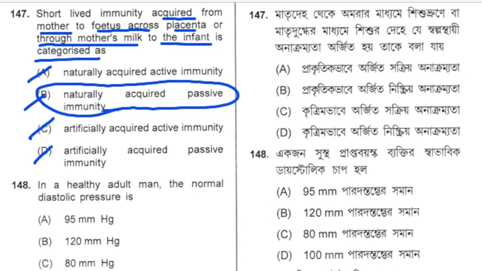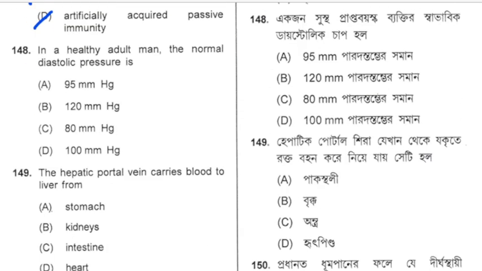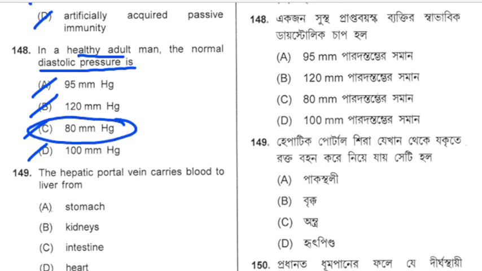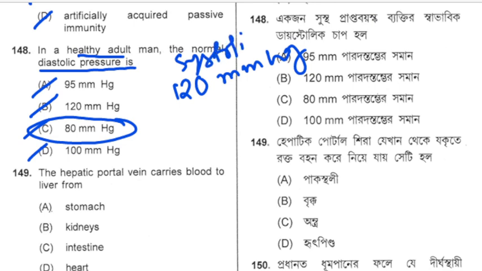Naturally acquired passive immunity. In a healthy adult man, normal diastolic pressure টা কত? 95 mm, 120 mm, 80 or 100. So normal diastolic pressure is 80 and systolic pressure is 120 mm Hg, যেটা systolic pressure.